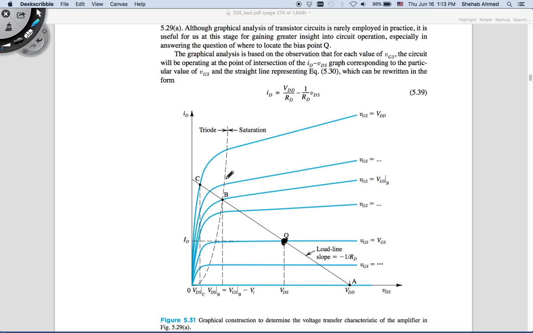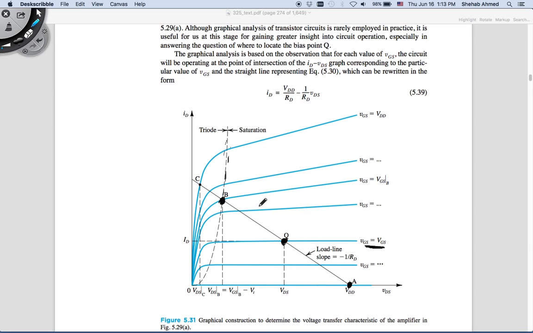So as we said in class, ideally we would like to operate this for a given value of gate voltage. We would like to locate this Q, or the DC operating point, as far away as possible from the triode region, the saturation-triode region border, as well as far away as possible from the cutoff point. So this is called a load line.